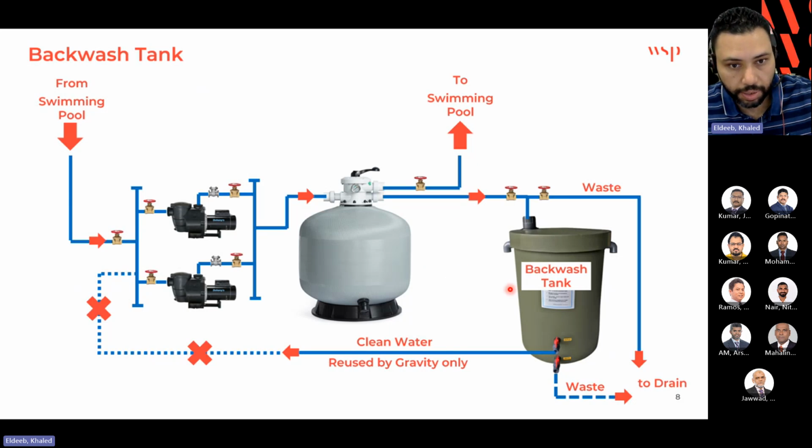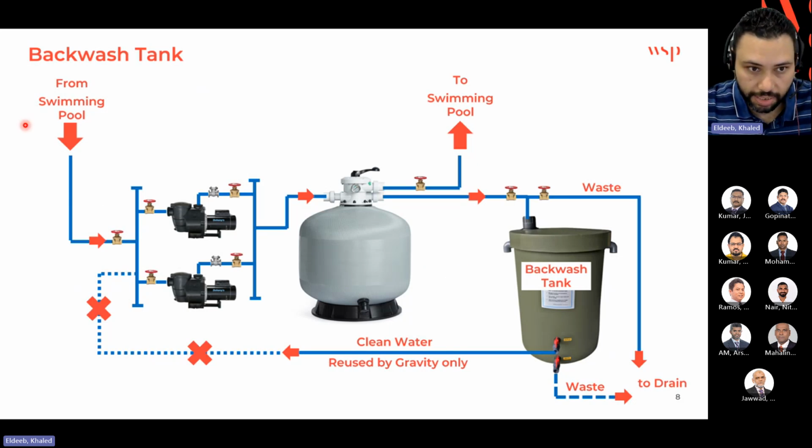So this is the backwash in general. As you see here, this is the simple circuit. Usually in the filtration mode, the water goes to the pool. In case of backwash, it goes like that. And we can make provision, just in case, to connect it directly to the drainage network.